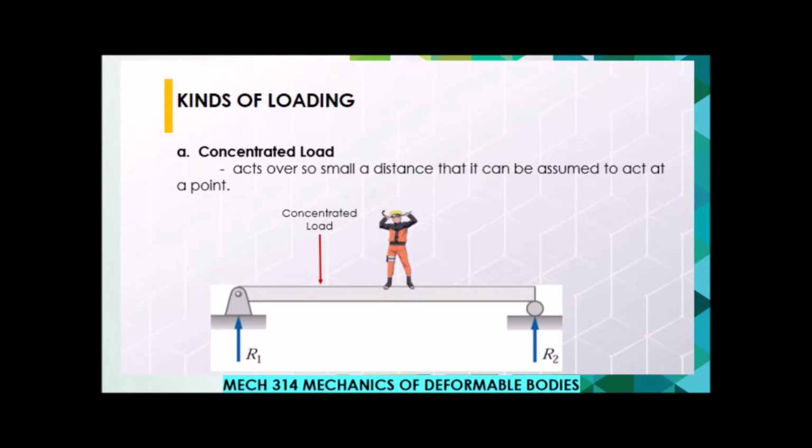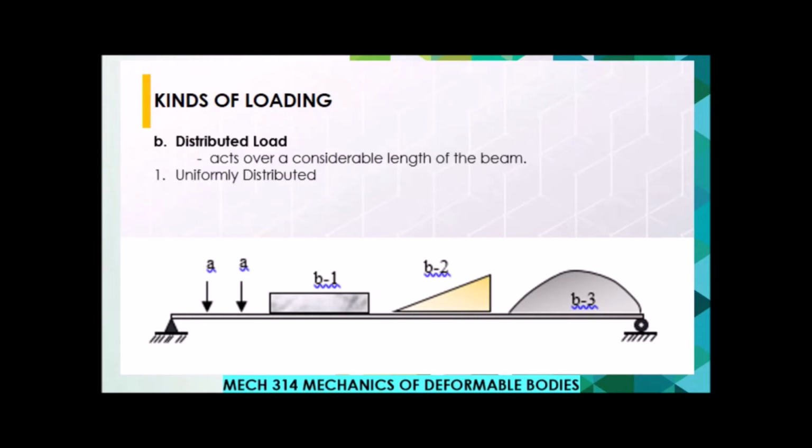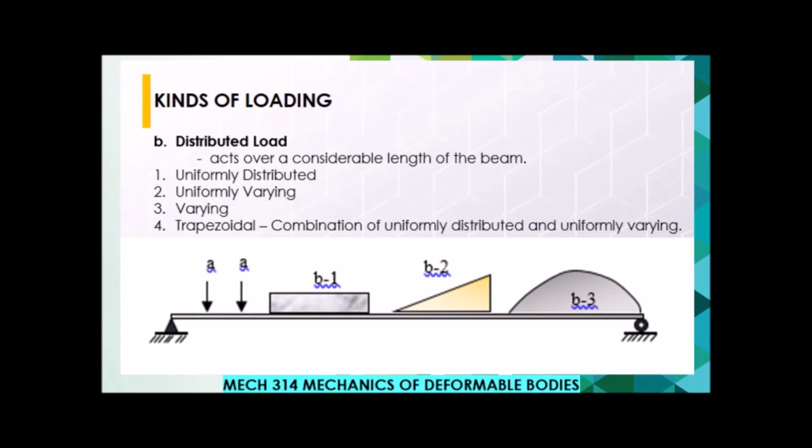So for example, may tao na tumungtong dyan class. Yung weight niya, yung load niya is acting like a concentrated load. So andito lang siya. Dito lang siya nag-act. Okay? So ano pa ba yung ibang possible loadings? So we have yung tinatawag na distributed loads, wherein it acts over a considerable length of the beam. Ito ay pwedeng uniformly distributed loads or linearly varying distributed loads.